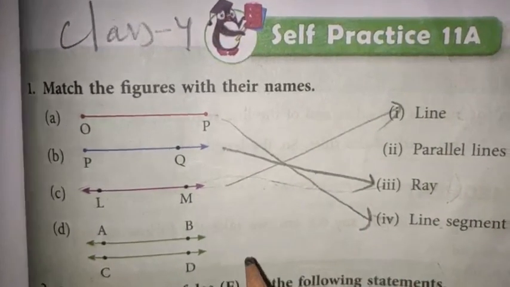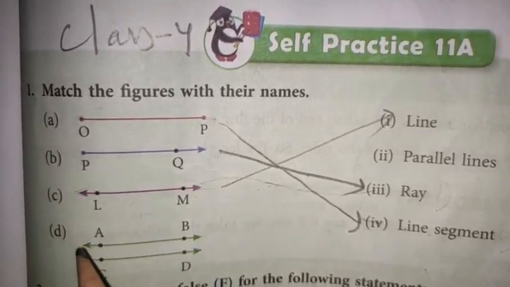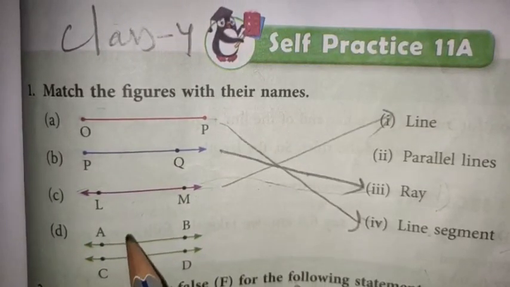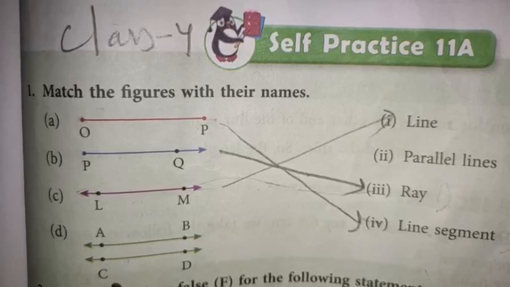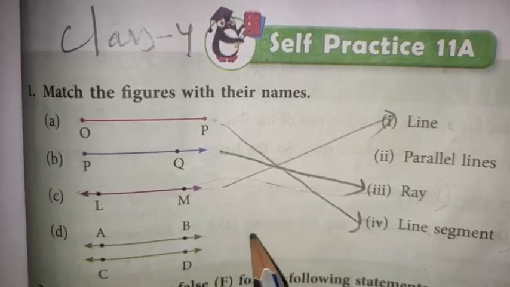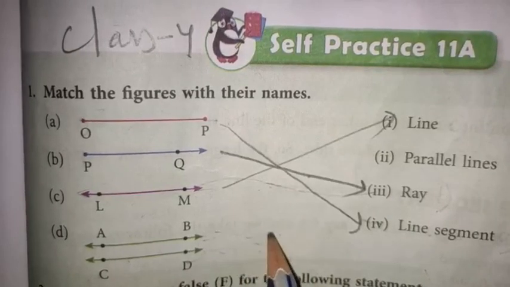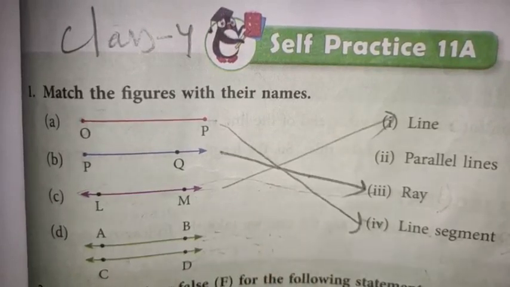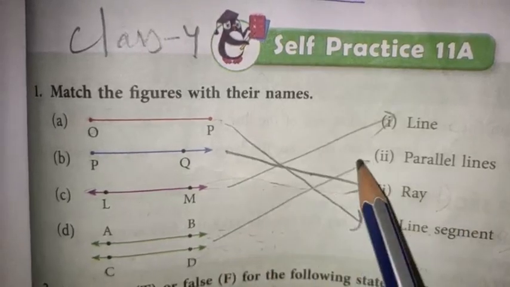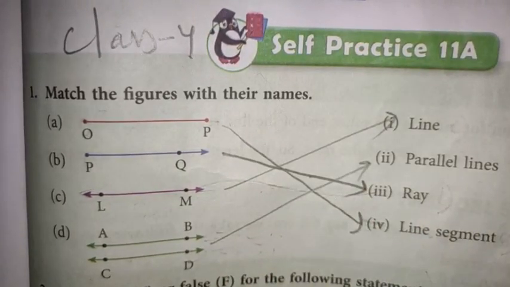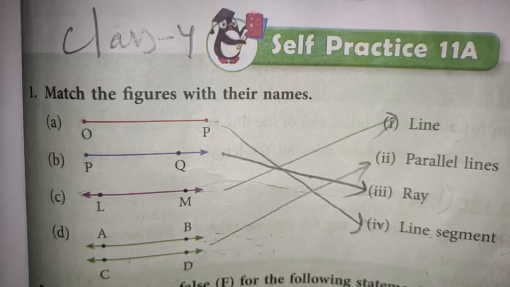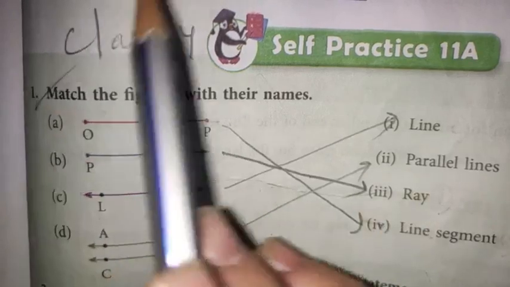Proceeding to the next question, just see the D portion, the two lines which are never going to meet in the future. Until and unless you extend, however much you extend them, no problem, they are not going to meet. If such is the case, then we will consider that as parallel lines. All right, with this we are over with question number 1.